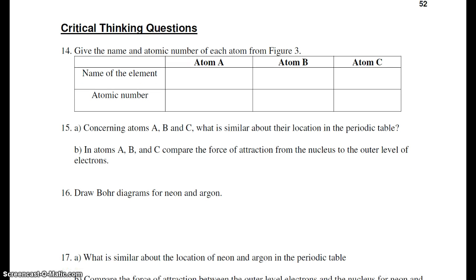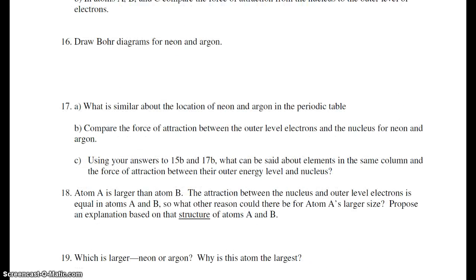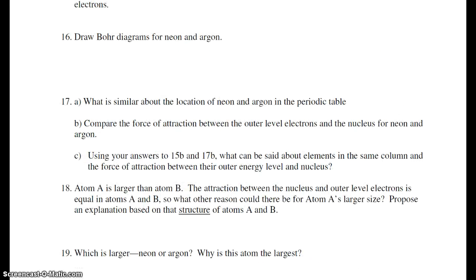And then you are to draw the Bohr diagrams for neon and argon. Now neon and argon are noble gases. So you draw your first circle, your first energy level, and there will be 2 electrons. Your second energy level is going to have 8, and that would be neon, and you are done.